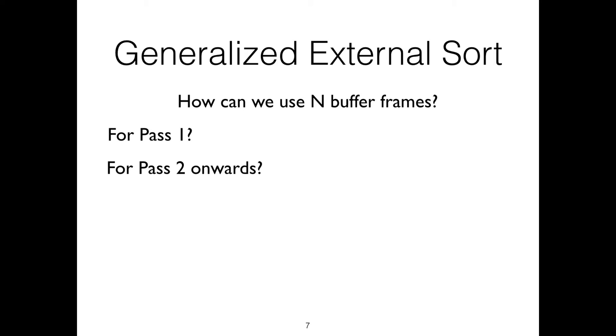Okay, so what I've described so far targets one page. Now, I already mentioned that when you're generating your initial sorted runs, you can sort larger buffers and get bigger initial runs. What about in the subsequent stages? How could I take advantage of having more memory for the second pass and subsequent passes?